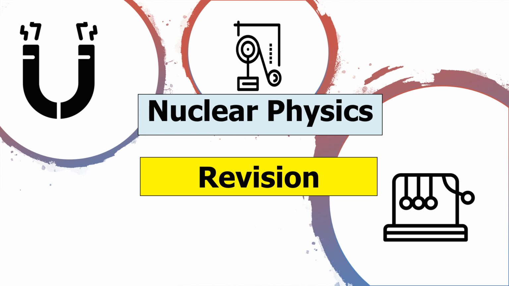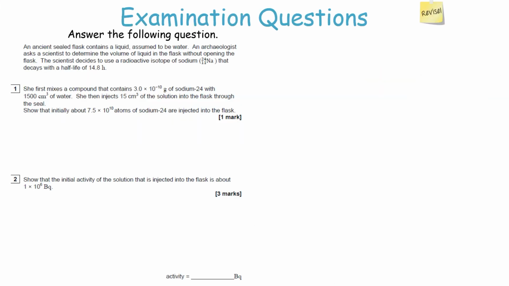Right, we're now going to look at some questions on nuclear physics. So let's look at the first question. An ancient sealed flask contains a liquid assumed to be water. An archaeologist asked the scientist to determine the volume of the liquid in the flask without opening the flask. The scientist decides to use a radioactive isotope of sodium that decays with a half-life of 14.8 hours. She first mixes a compound that contains 3.0 times 10 to the minus 10 grams of sodium-24 with 1,500 centimetres cubed of water. She then injects 15 centimetres cubed of the solution into the flask through the seal.